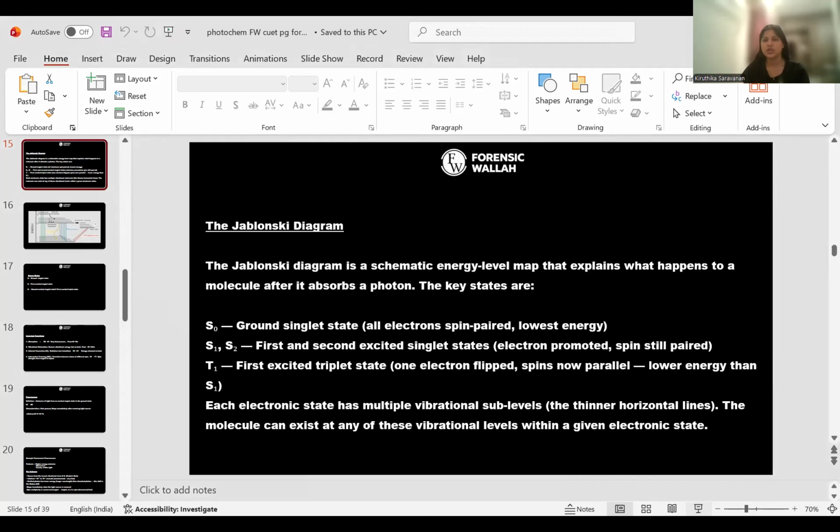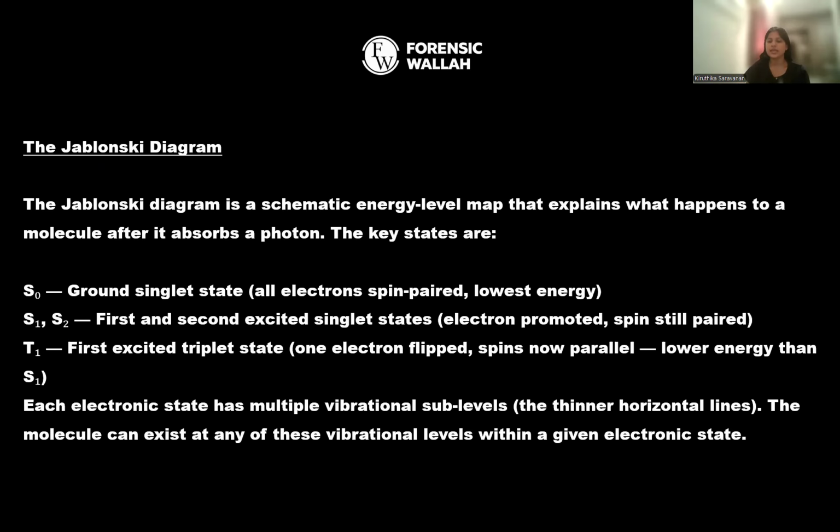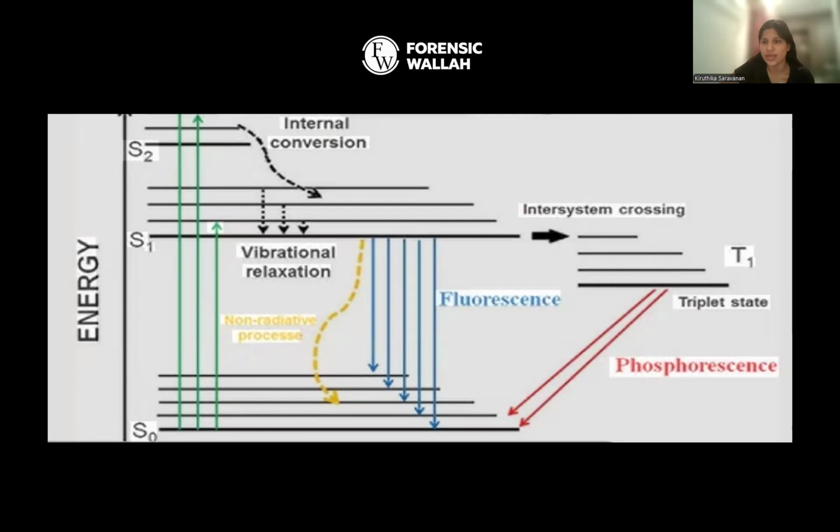Okay, we'll start with the Jablonski diagram. As you can see, this is a particular diagram. When the molecules absorb a photon and get excited, they move from the S0 state to S1 and S2. This is a graphical or diagrammatic representation of energy, fluorescence and phosphorescence.